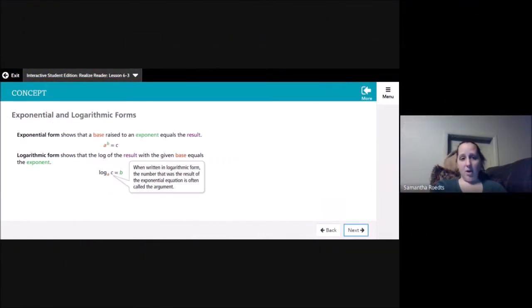Concept, exponential and logarithmic forms. Exponential form shows that a base raised to an exponent equals the result. So a to the b power equals c. Logarithmic form shows that the log of the result with the given base equals the exponent. So log base a of c equals b. When written in logarithmic form, the number that was the result of the exponential equation is often called the argument.